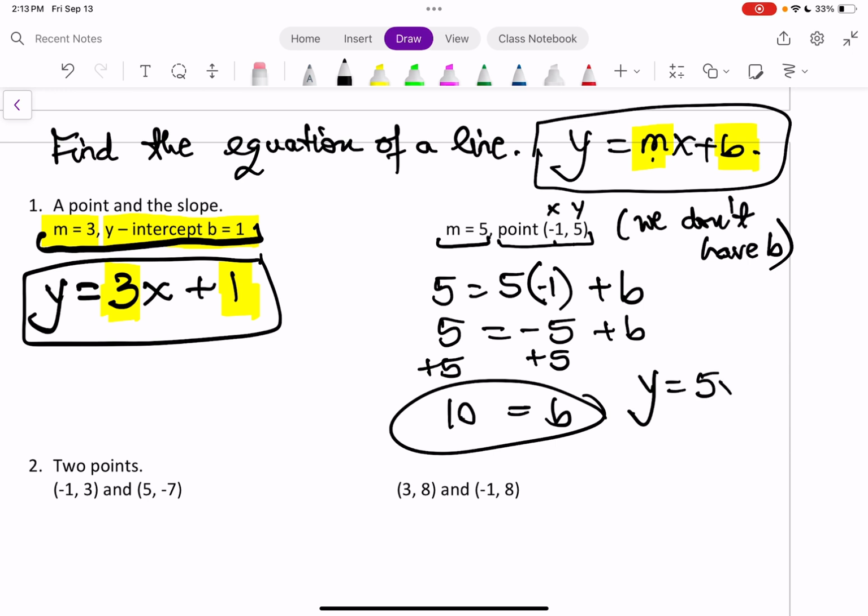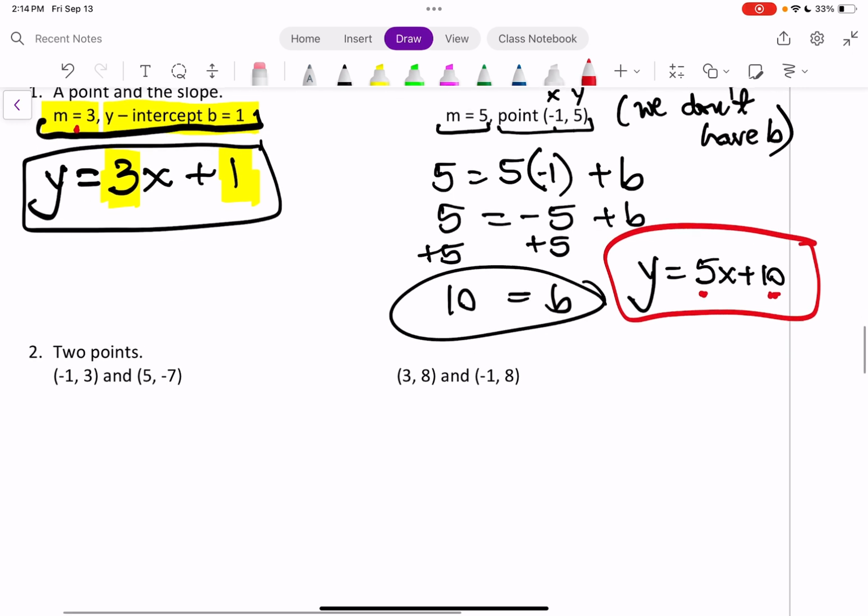Now, remember, our job is not just to find b, our job is to be able to replace the m and the b so we can give the equation of the line. In the problem before, we were given both, the m and the b. All I had to do is replace it. This time we were given the m, but not the b, so we had to first find b so we can replace it. Okay? So either way, to find the equation of a line, I need to be able to know the m and the b.